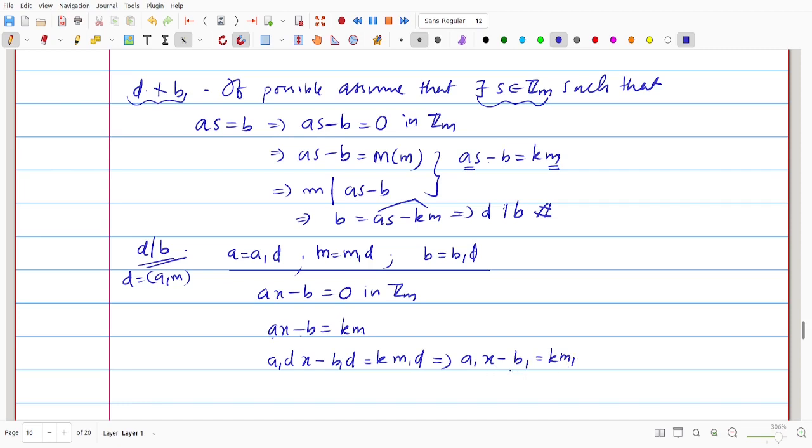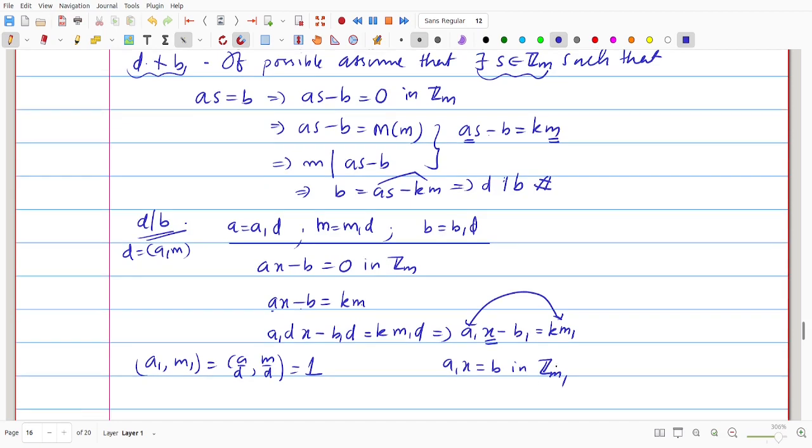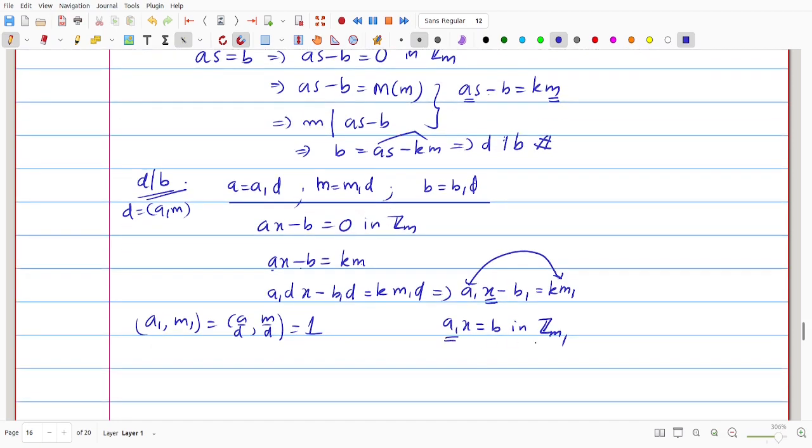Obviously, we are seeking the solution of this. If an x satisfies this condition, then x should satisfy this condition. Here we know that the GCD of A1 and M1 is nothing but GCD of A by D comma M by D. This GCD is 1. We already proved that if you consider A1x equal to B1 in Zm1, then we can easily get the solution for this, because GCD of A1 and M1 is 1, then this has a solution in Zm1.